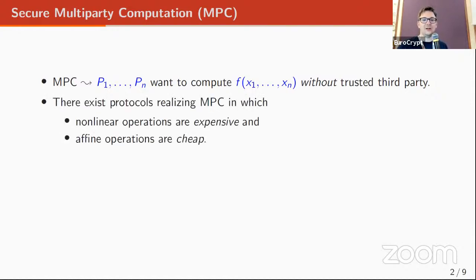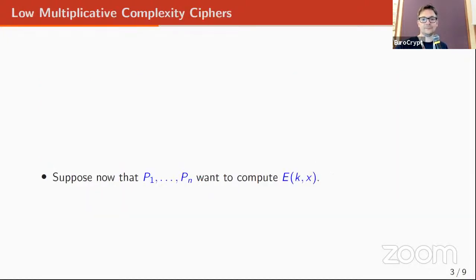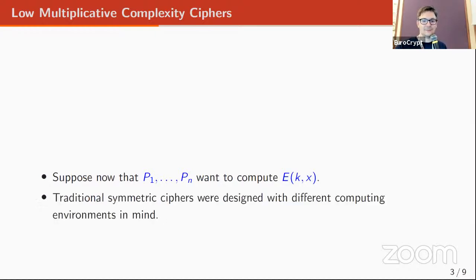And important for this talk is that there exist protocols realizing MPC, in which the non-linear operations are much more expensive than the affine operations. So examples include Yao's garbled circuit protocol with the free XOR optimization, and also the GMW protocol. So suppose now that this small f is actually an encryption function. So the parties want to compute an encryption function that takes a key and a plaintext as input.